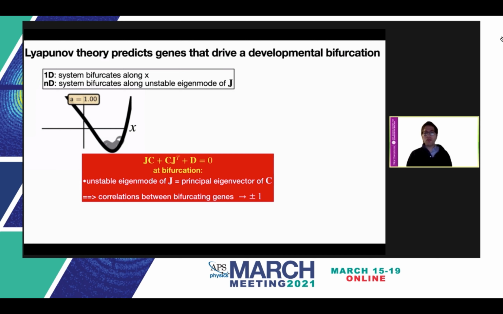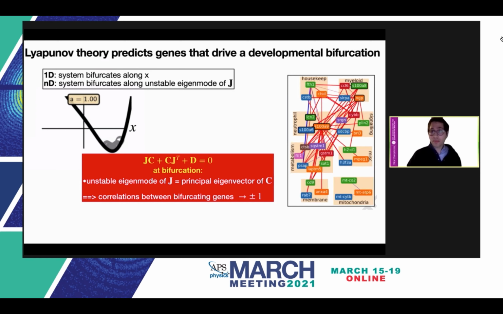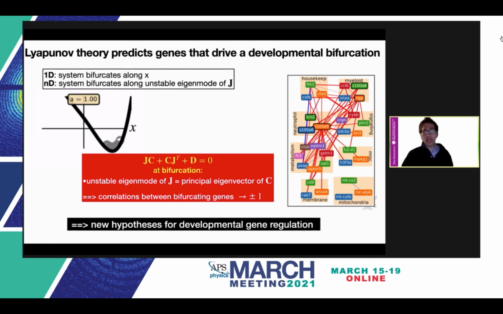If you do the math out, what you'll find is that there are correlations between bifurcating genes at this point of the bifurcation that are going to plus and minus 1. So we can just look at that correlation matrix at the bifurcation, pull out the genes with high correlations, and have a lot more hypotheses for developmental gene regulation. In this case, we found genes that we knew about before, these S100 genes that we knew had to do with neutrophil development, as well as others that fit the criteria.